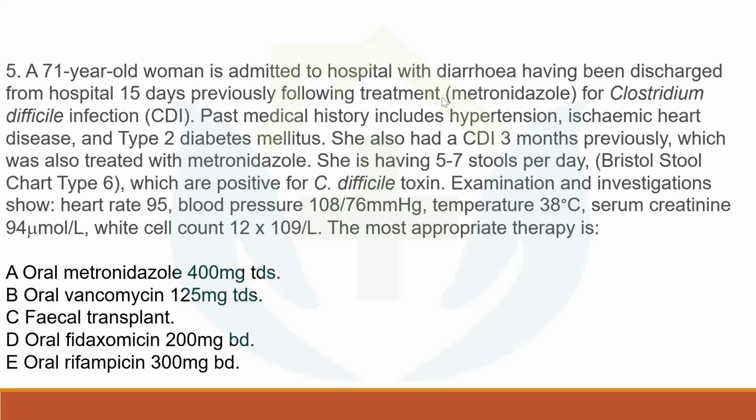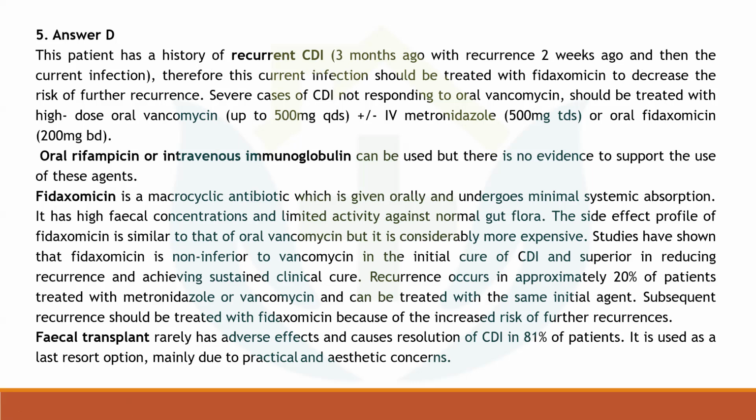Yes, I think most of you have got this correctly. The answer is D, that is oral fidaxomicin. 200 milligrams BD is the dose. This patient has recurrent CDI, because there was a previous episode also. Therefore, this current infection should be treated with fidaxomicin to decrease the risk of further recurrences. Severe cases not responding to oral vancomycin should be treated with high dose oral vancomycin and IV metronidazole. Oral rifampicin and intravenous immunoglobulins can be used, but there is no evidence to support the use of these agents.